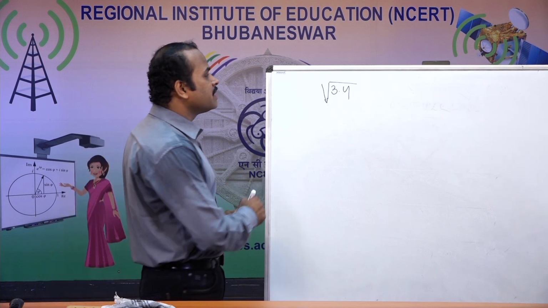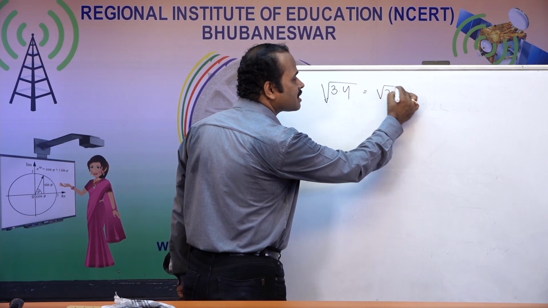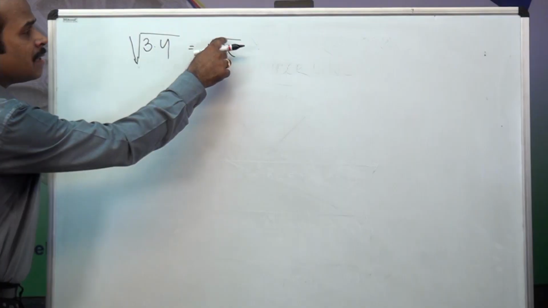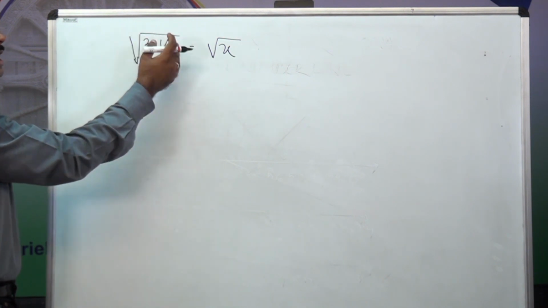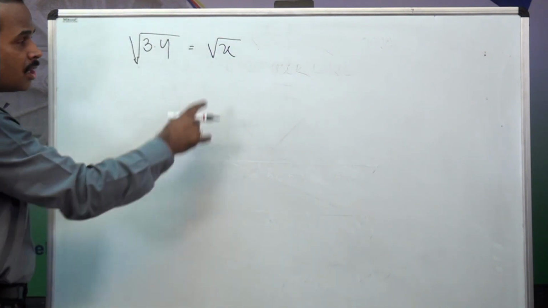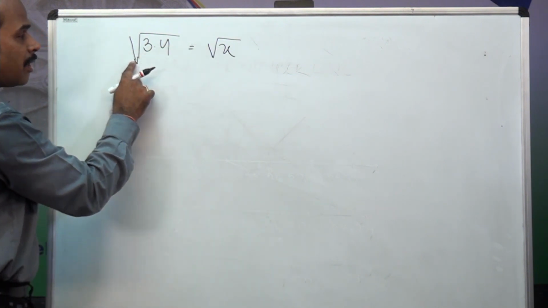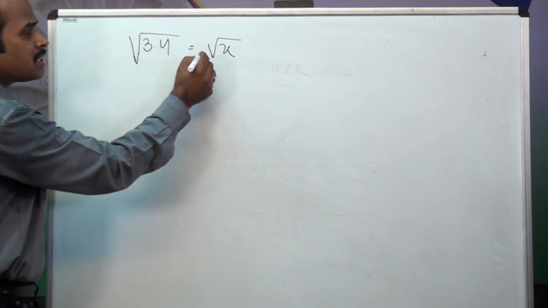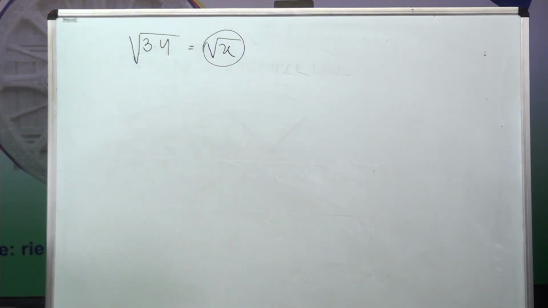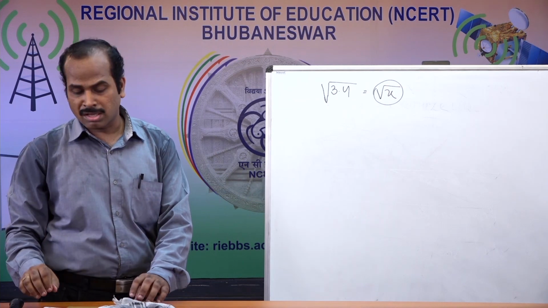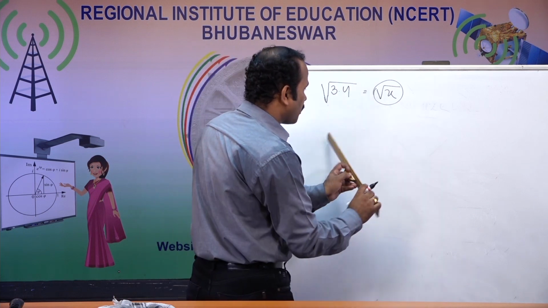Suppose I take this square root of 3.4 as the square root of x. So now x represents 3.4. I can take 3.4, I can take 5.2, I can take any decimal number in place of x. So x represents this number, 3.4, and its square root is now root x. I want to represent this root x on the number line. So what are the steps to represent root x on the number line? Let me go for that. So let us first select a number line.